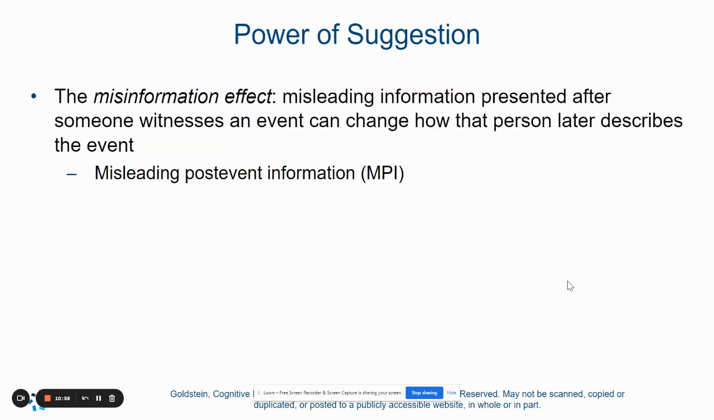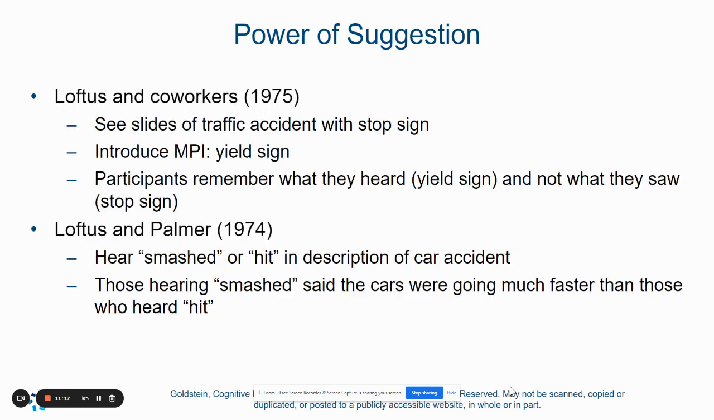The misinformation effect is misleading information that's presented after someone witnessed an event, and how that can change how that person later describes the event. And this can happen, depending on a person's vantage point. We all see things from different perspectives and can add misinformation.